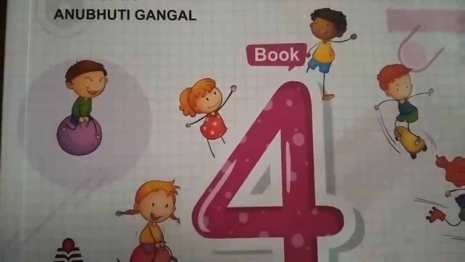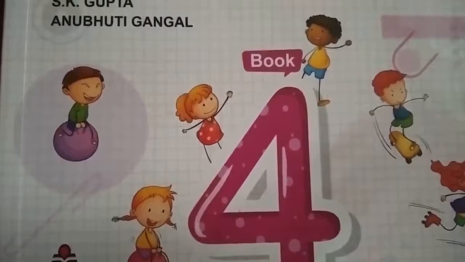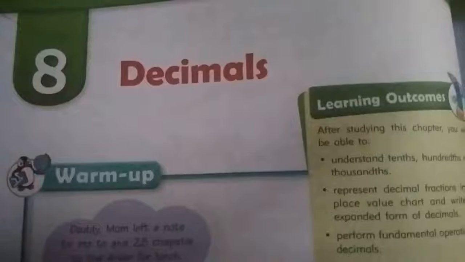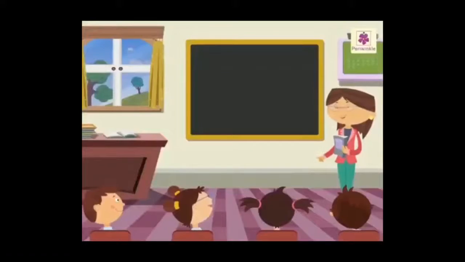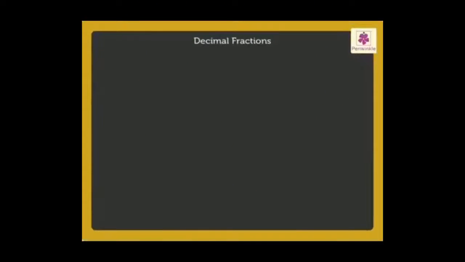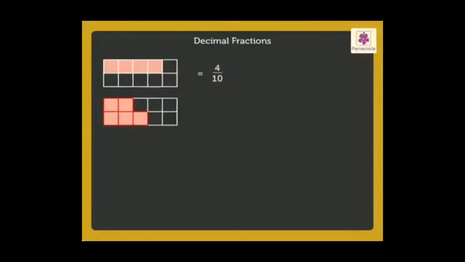We are doing class 4th maths and the chapter number 8, that is decimals. We have already studied about fractions. Now let us look at some interesting fractions. Here 4 parts out of 10 are colored. That means the shaded region represents 4/10, written as 4 upon 10. If 5 squares are shaded, it represents 5/10. That is, 5 parts out of 10 are colored and is written as 5 upon 10.